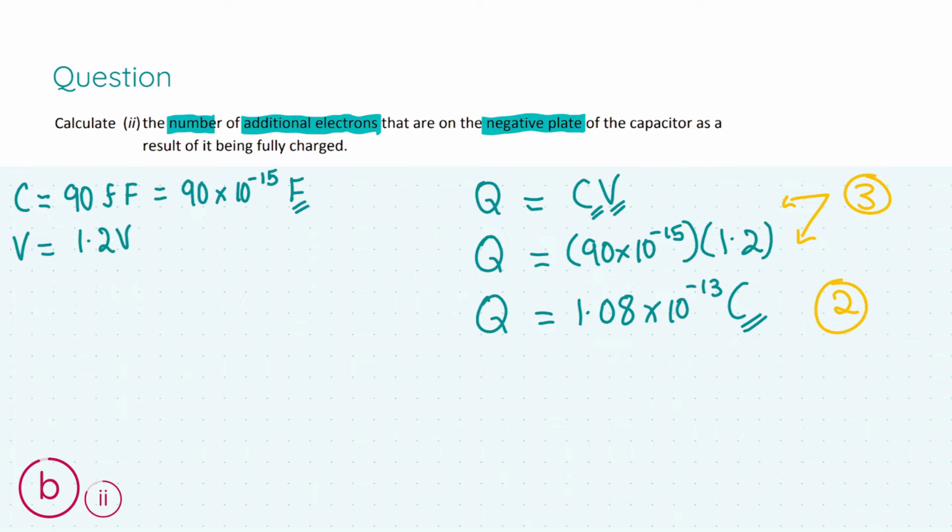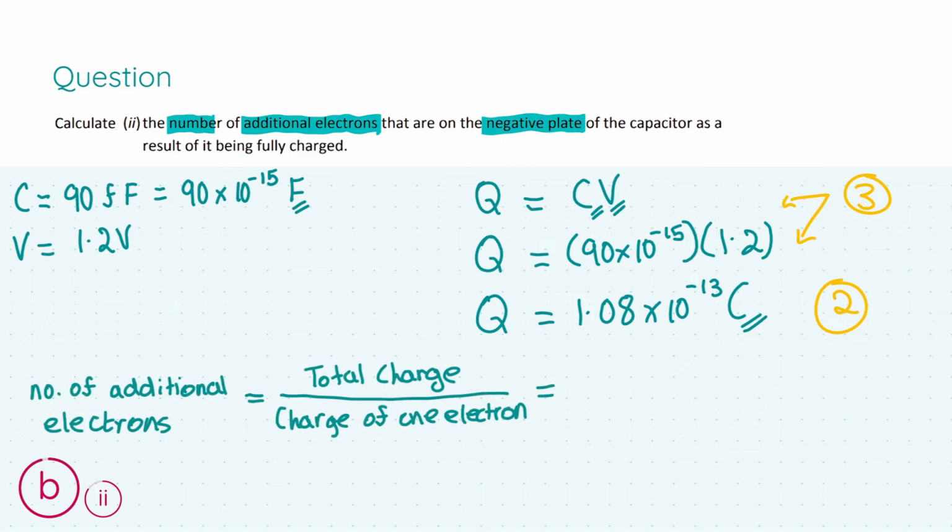Now, how can we jump from the accumulation of charge on the negative plate to the number of additional electrons on the plate? Well, the number of additional electrons is equal to the total charge over the charge of 1 electron, and therefore we'll get the number of additional electrons from this. So we know that the charge of 1 electron is roughly 1.6 times 10 to the power of minus 19 coulombs. So dividing the total charge by this will give us the number of additional electrons on the plate.